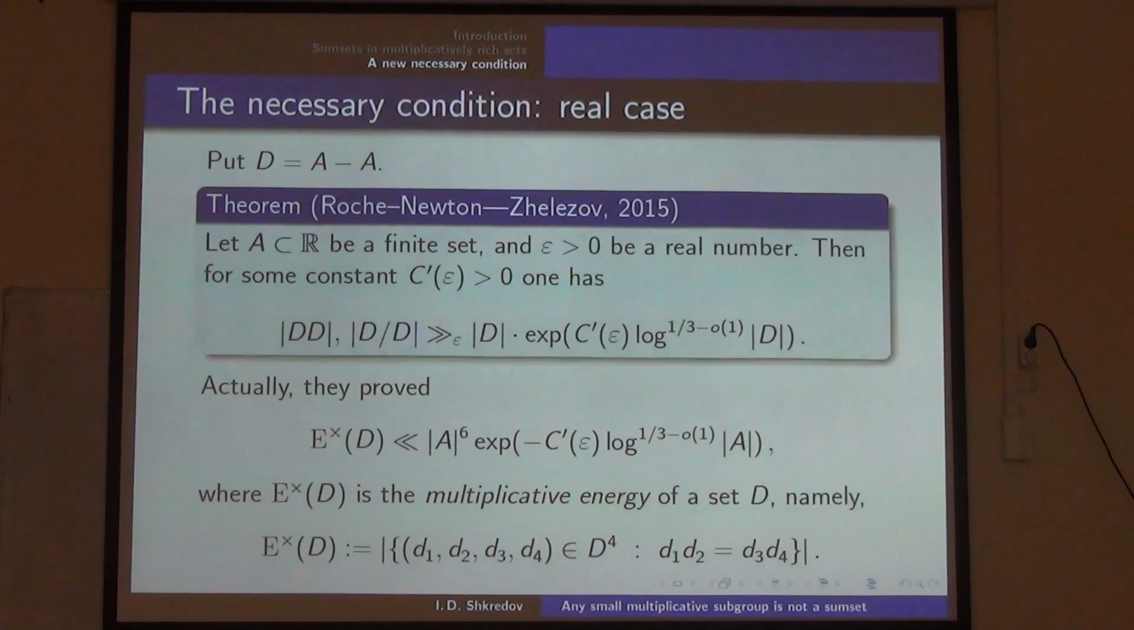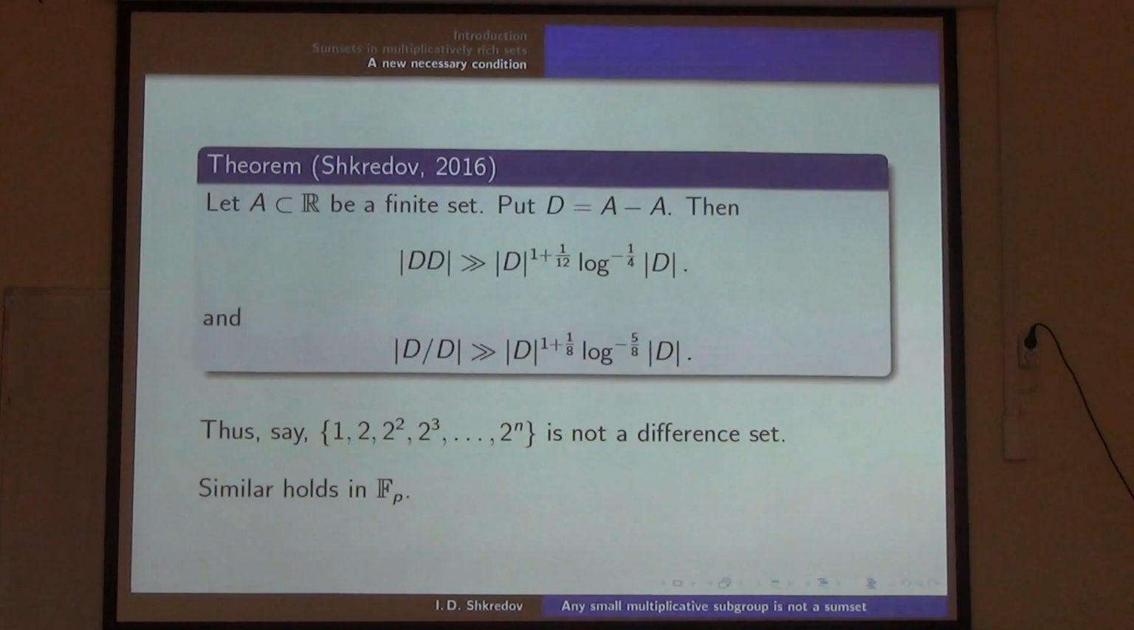In proving their result, Roche-Newton and Zhelezov used very difficult tools. First of all, the Schmidt subspace theorem, and second, Sanders' result on the structure of sets with small doubling. That is why they obtain such estimates. I give a proof without using these difficult tools and obtain that D times D, D over D is greater than D plus D to the 1 plus 1/8. Okay. So similar things hold in F_p.